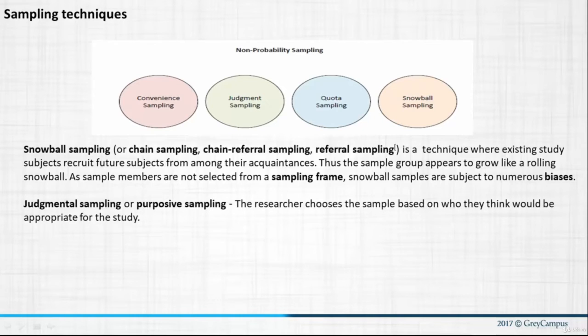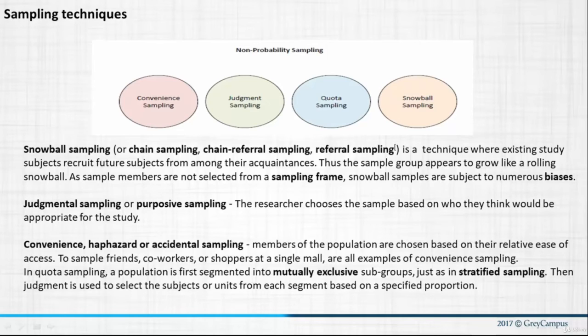Judgmental sampling, you can see where the researcher chooses the sample themselves. That's certainly open to some bias as well. And then convenience sampling is where it is the most convenient or even accidental to collect data with.